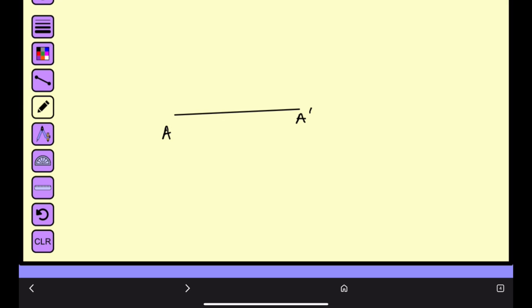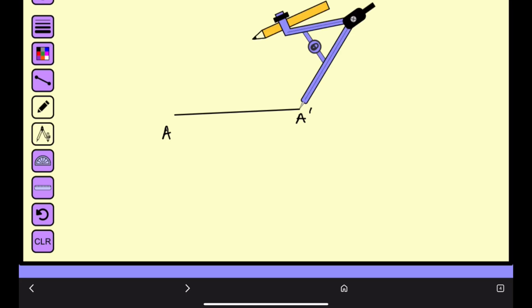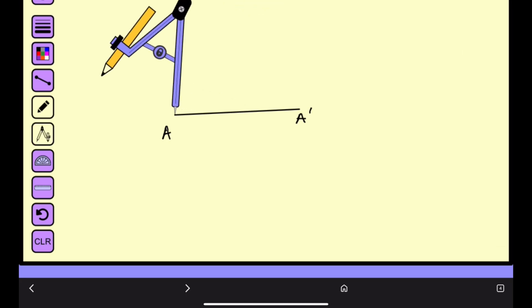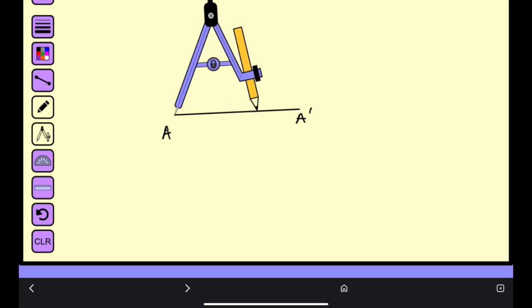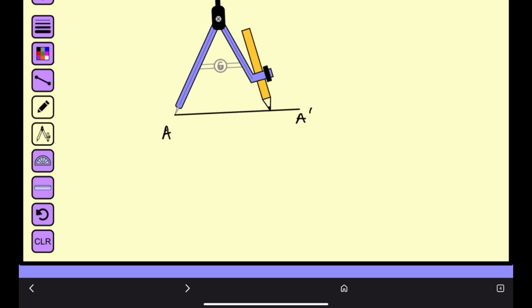So I'm quickly going to demonstrate how you can construct a line of reflection. Let's imagine that this is point A and A prime is the image point. I've connected them. So you open up a compass and you need to open it to a length which is more than half. It can be any length, as long as it is more than half, and then you're going to lock the length of the compass. You cannot change it now.